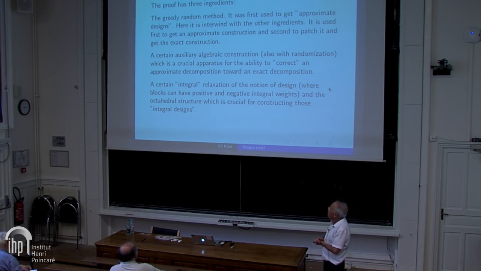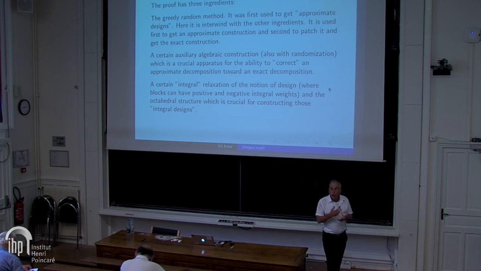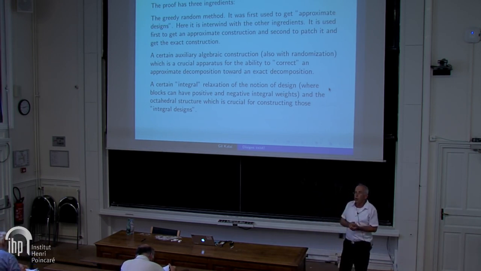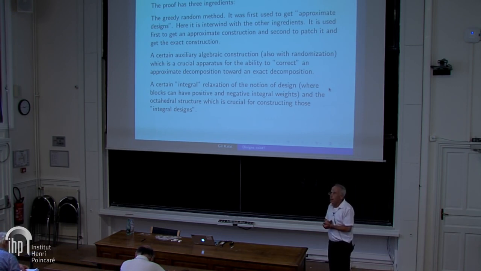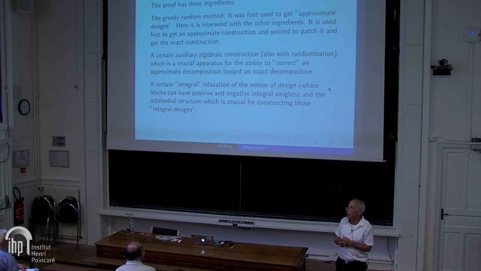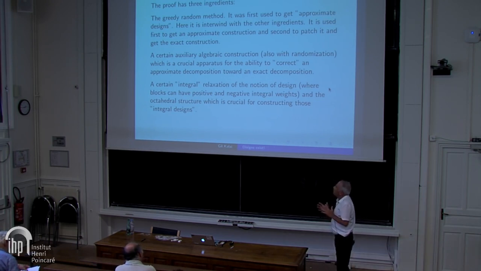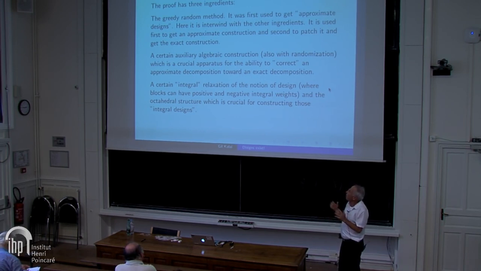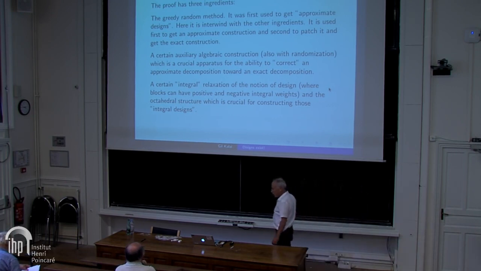And then a third ingredient is a certain integral relaxation of the notion of design. As often is the case in many areas of mathematics, also here, when you have a question, you want a generalized notion of solution or a weak notion of solution. And here, when you think about designs as solving integral equations where the variables should get values 0 and 1, you can relax it and ask what happens if the variables get integer values. And this was considered in the 70s. It's not very difficult. And somehow the structure of the octahedron plays a role there. And again, we will see it in more detail later. And this is the third ingredient of the proof.